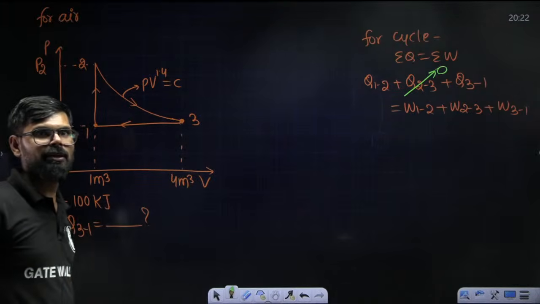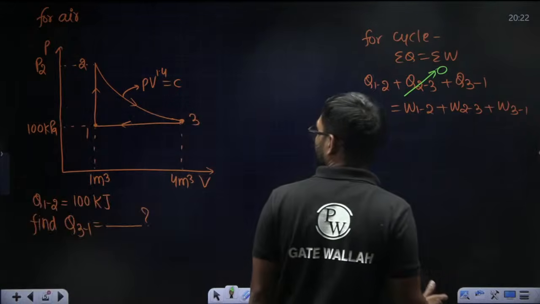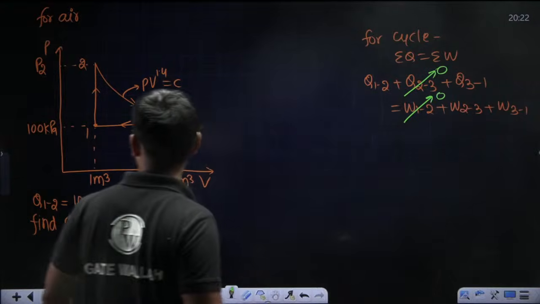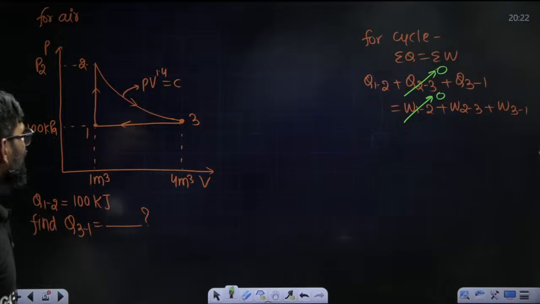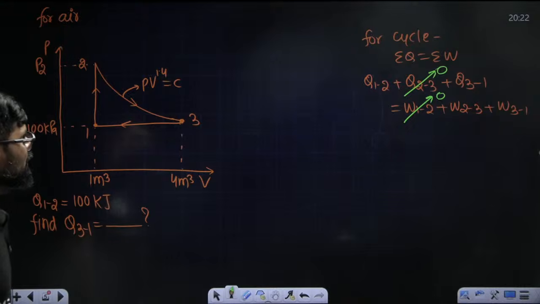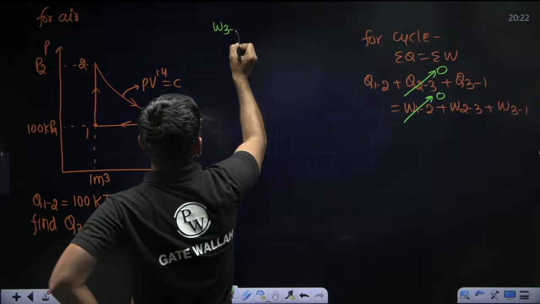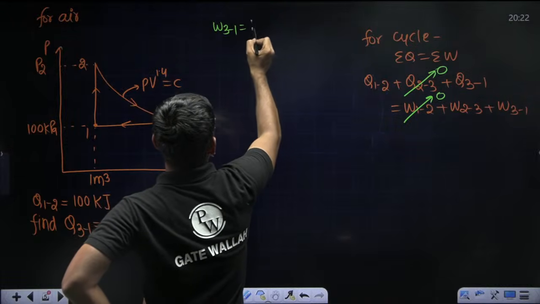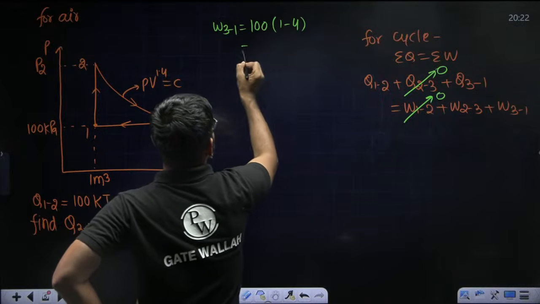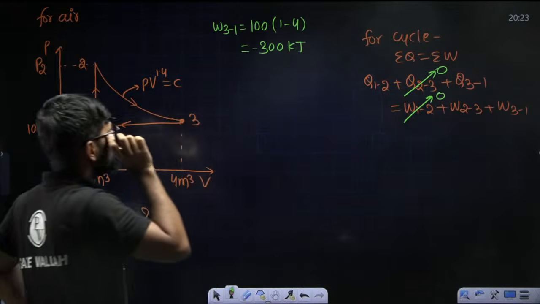As it is an adiabatic process, so this value is going to be 0, correct? Now W1 to 2 value will be 0 because constant volume work is 0. Q1 to 2 is directly given. Q3 to 1 we have to find out. So first we need to calculate W3 to 1. What is W3 to 1? P means 100 into 1 minus 4, which means minus 300 kilojoule, correct? It is minus 300 kilojoule.